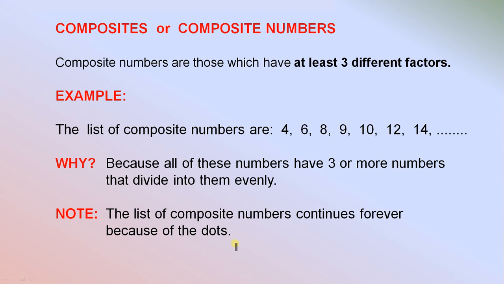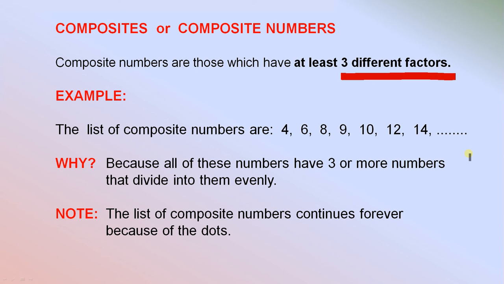Composites or composite numbers. Composite numbers are those which have at least 3 different factors. Example: the list of composite numbers are 4, 6, 8, 9, 10, 12, 14, and so on.